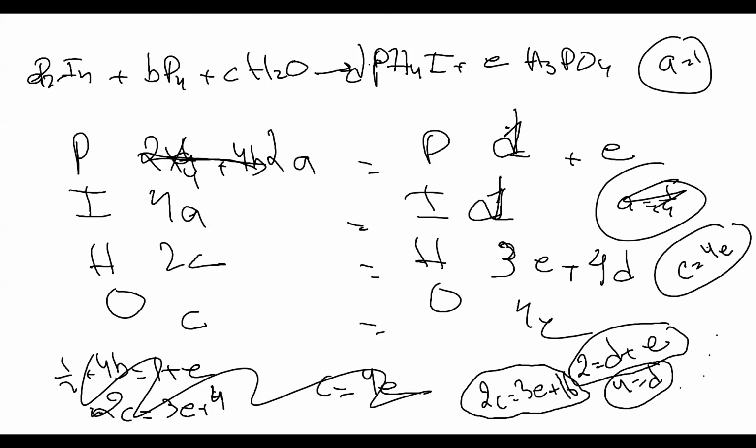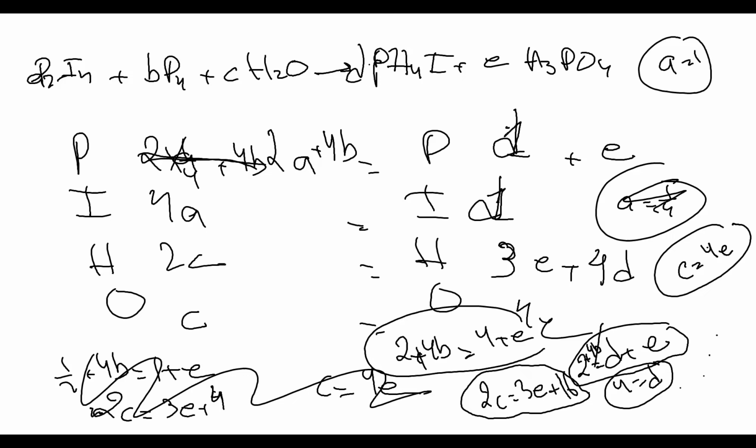Okay, where's the B? B4. Okay, I forgot the B. 2A plus 4B. 2 plus 4B equals D plus E. Okay, now it's perfect. So D is equal to 4, so 2 plus 4B equals 4 plus E.